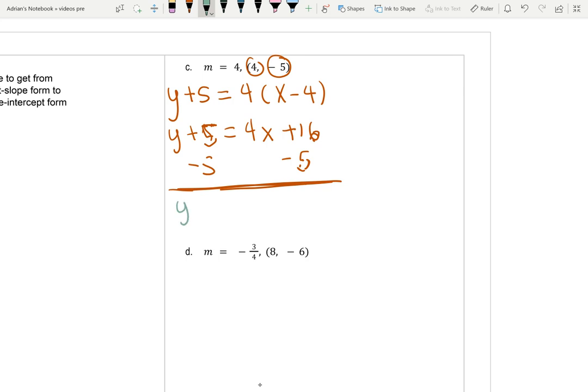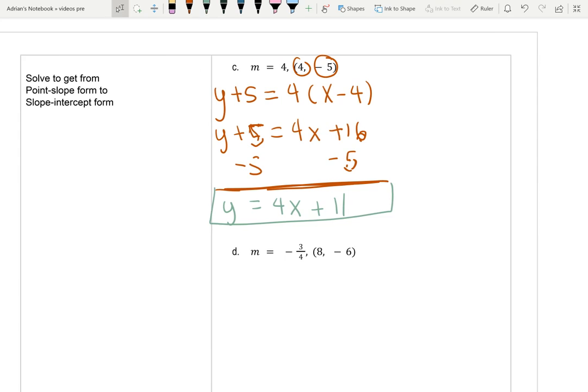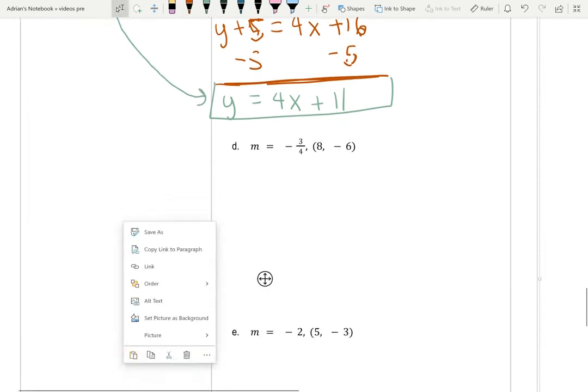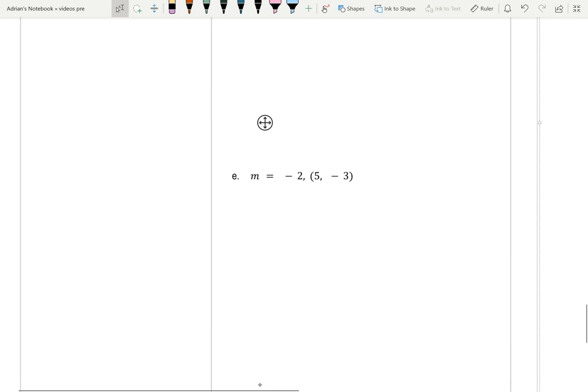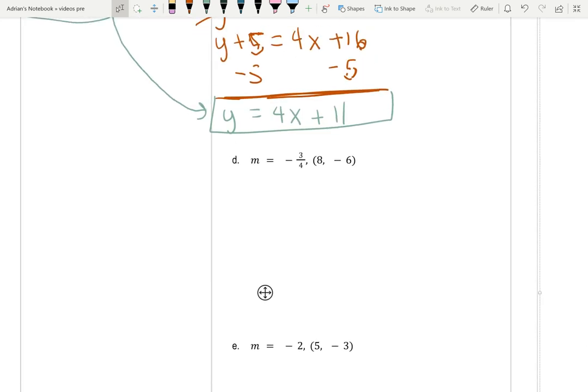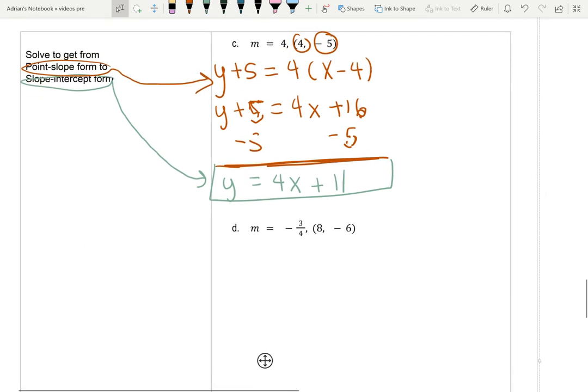So then I would get y equals 4x and then plus 11. And then this is my answer again. So this is slope intercept form down here. Point slope form would be this one up here. Let's see. We have 2 left. So if you'd like to pause, try on your own, and then come back, that would probably be helpful. But I'll go ahead and work through both of these.